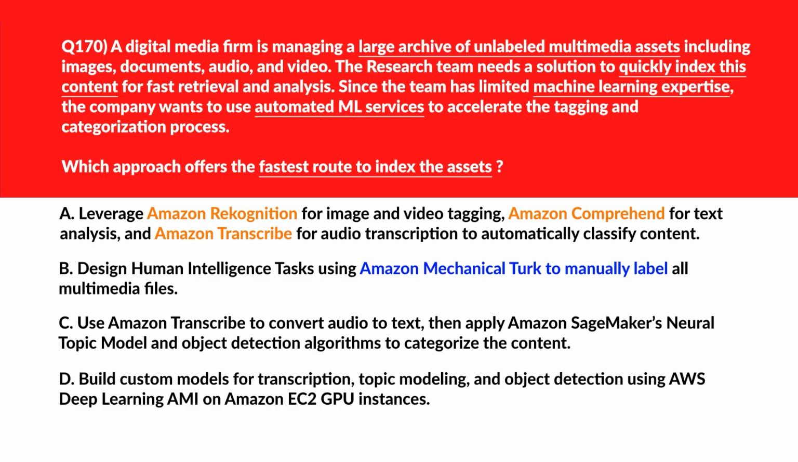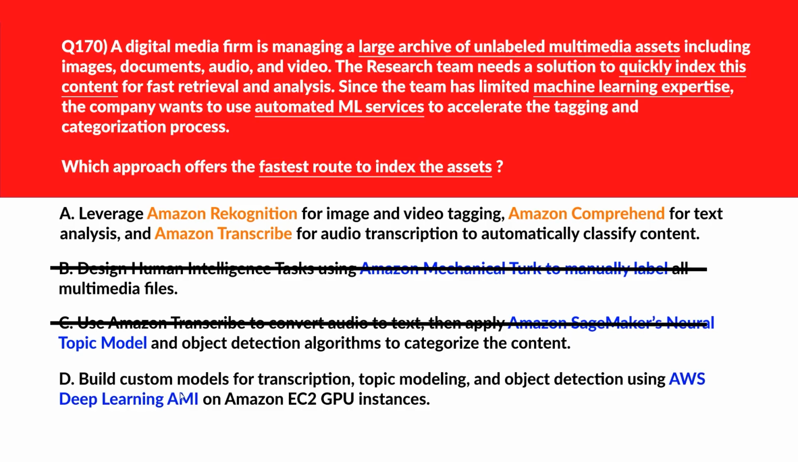Now let's move to option C. C says use Transcribe to convert audio to text, then apply SageMaker's neural topic model and object detection algorithms to categorize the content. Using SageMaker's NTM model requires training and tuning, which will add development overhead. This is out.